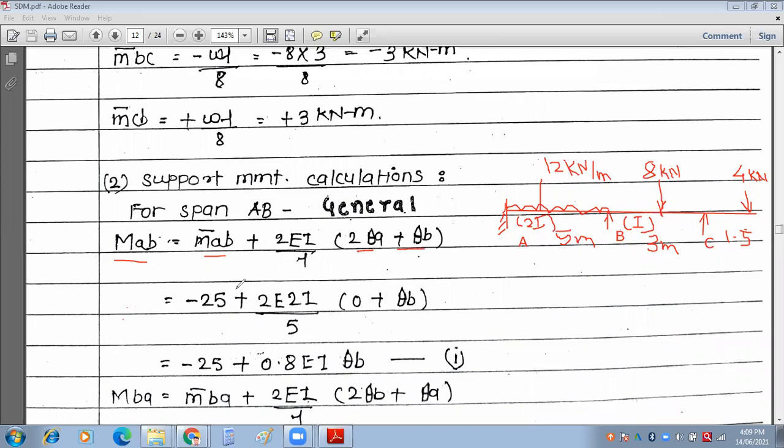Now here what we have worked out, moment AB is 25, therefore minus 25. The I value is twice for the span AB, therefore it is taken as twice I. Now theta A, as we know that support A is fixed, therefore the theta A value is 0 and theta B we have to work out. From this we get one equation: minus 25 plus 0.8 EI theta B. Let us consider this as equation number 1. Okay, now let us proceed to the next span. Next span is span BA.